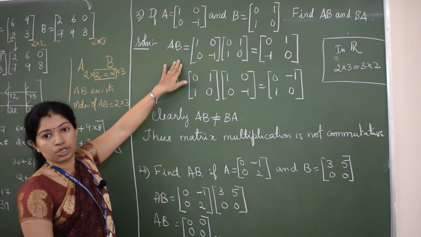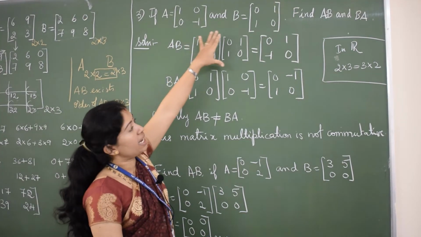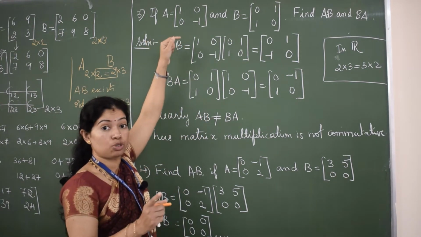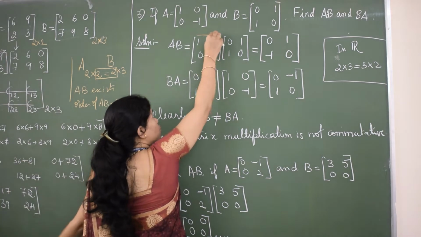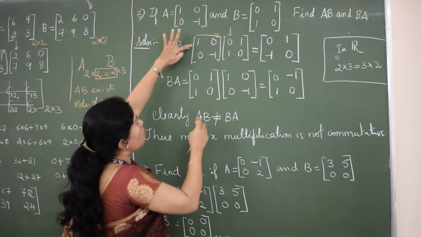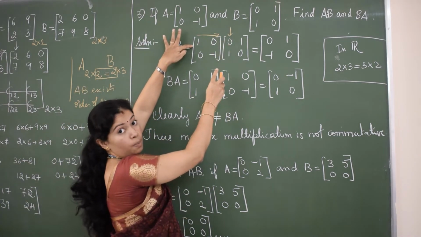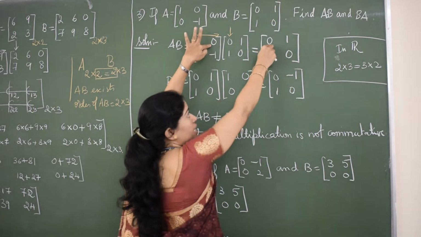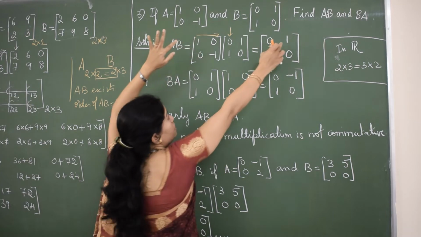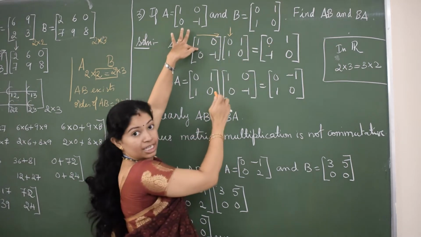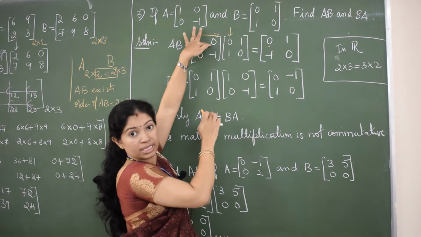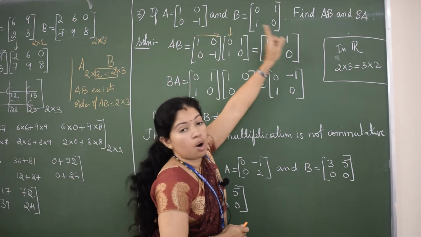So AB is equal to, write matrix A and matrix B. Now let us multiply. By this time you know how to multiply. First row with the first column: 1 into 0 is 0 plus 0 into 1, that is also 0. So the first entry is 0. Next, first row with the second column: 1 into 1, 1 plus 0 into 0 is 0. So 1 plus 0, 1.